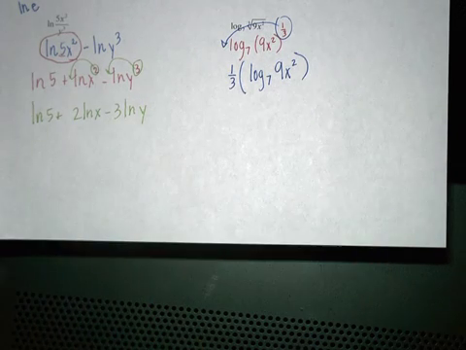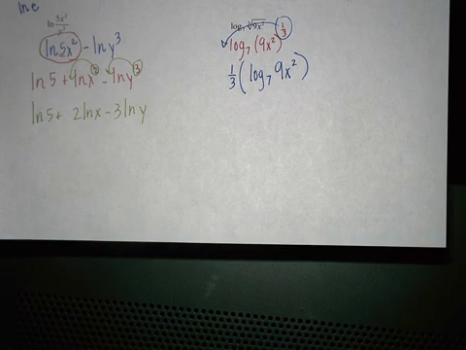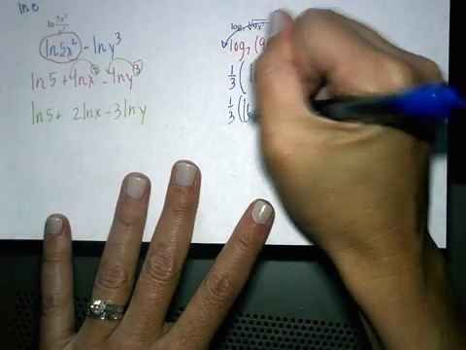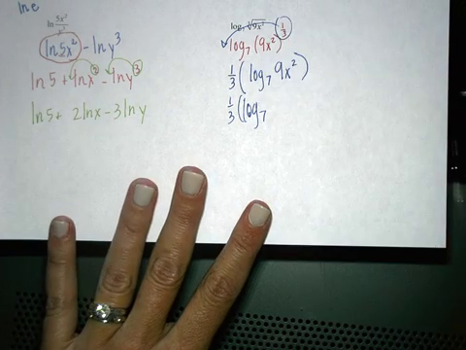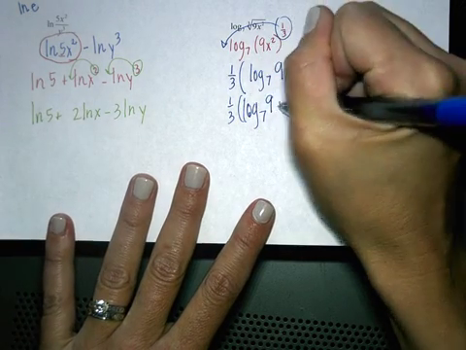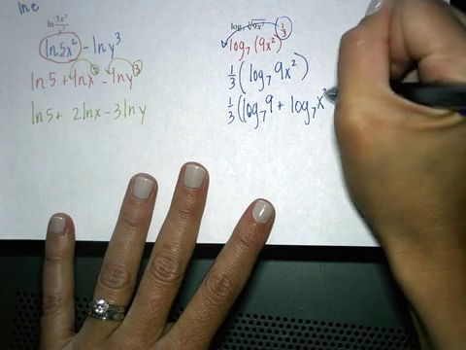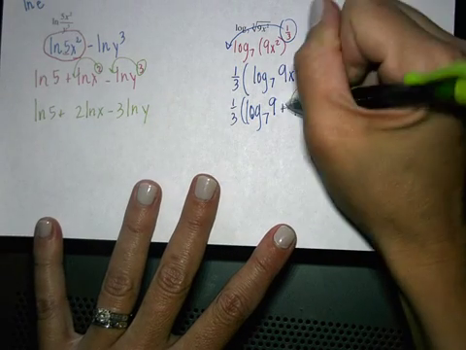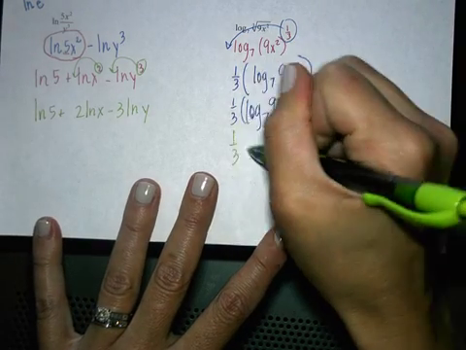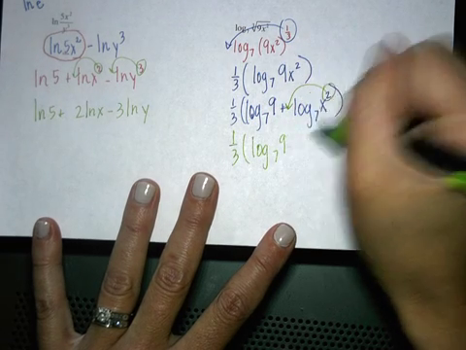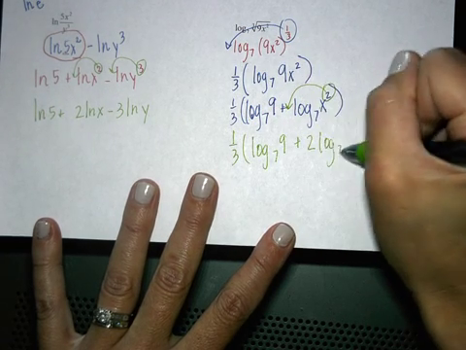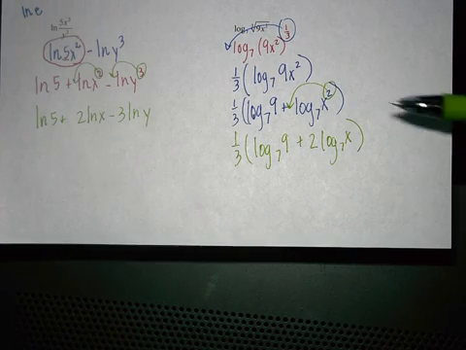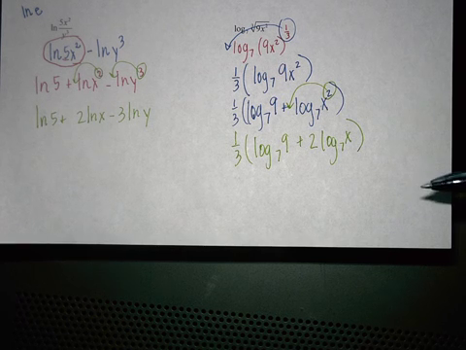Okay, then we're going to expand it again, and we know that multiplication changes to what? Addition. So we have 1/3, and it's going to be log base 7 of what? 9 plus log base 7 of x squared. And then the last thing we do is bring that 2 in front. And so we have 1/3 log base 7 of 9 plus 2 log base 7 of x. Are there questions on this one?